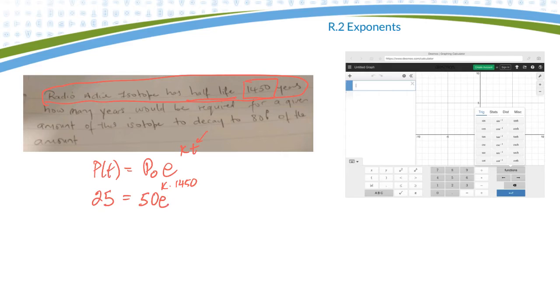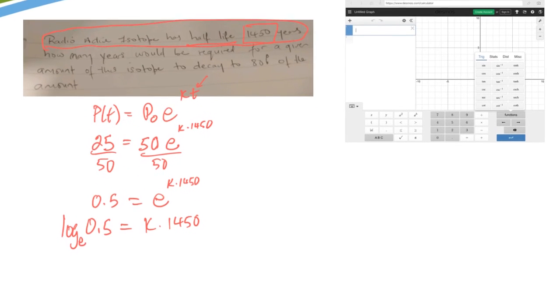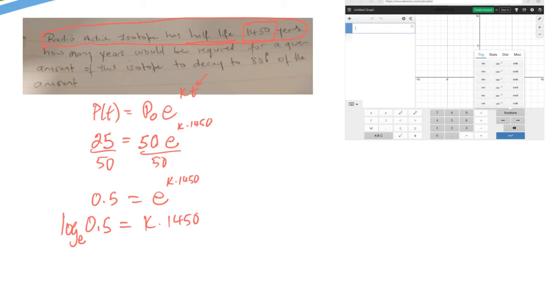I need an e in there. E to the k. Now let me rewrite it. I forgot the e. So 50 e to the k times 1450. Okay, now to solve for k, I first need to divide each side by 50. So I get the half on the left side. And then this side I have e to the k times 1450. Now to solve for k, change it to log form. So log base e of 0.5 is equal to k times 1450. And then we'll divide both sides by 1450. So, log base e we know is ln, so ln of 0.5 over 1450 is equal to k.